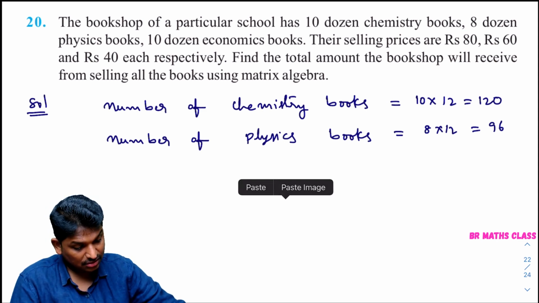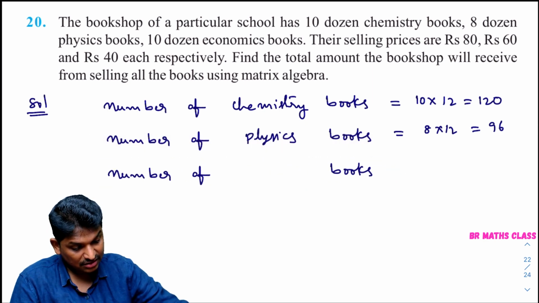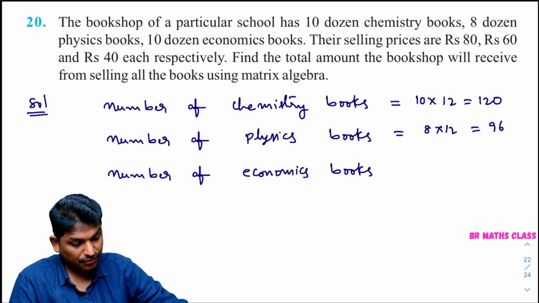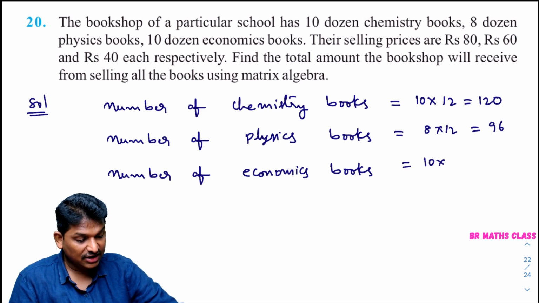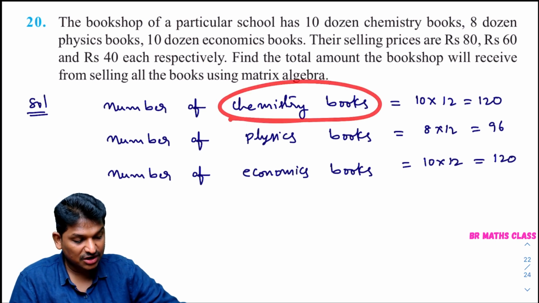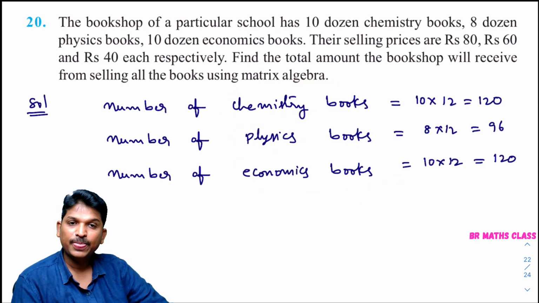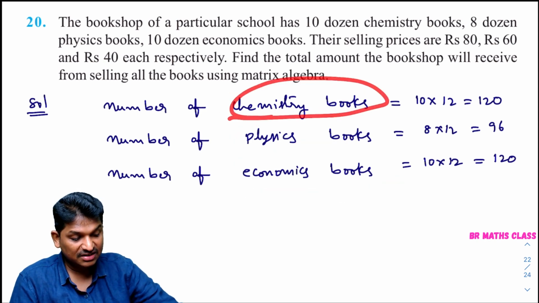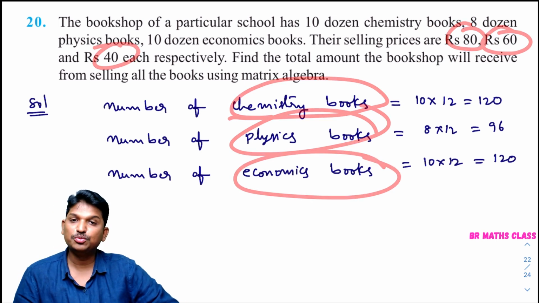Next, number of economics books. 10 dozen economics books are there, correct? 10 dozen. 10 into 12, that is 120. So 120 chemistry books, 96 physics books, 120 economics books are there. Okay, and chemistry book price is 80 rupees, physics book price is 60 rupees, economics book price is 40 rupees.